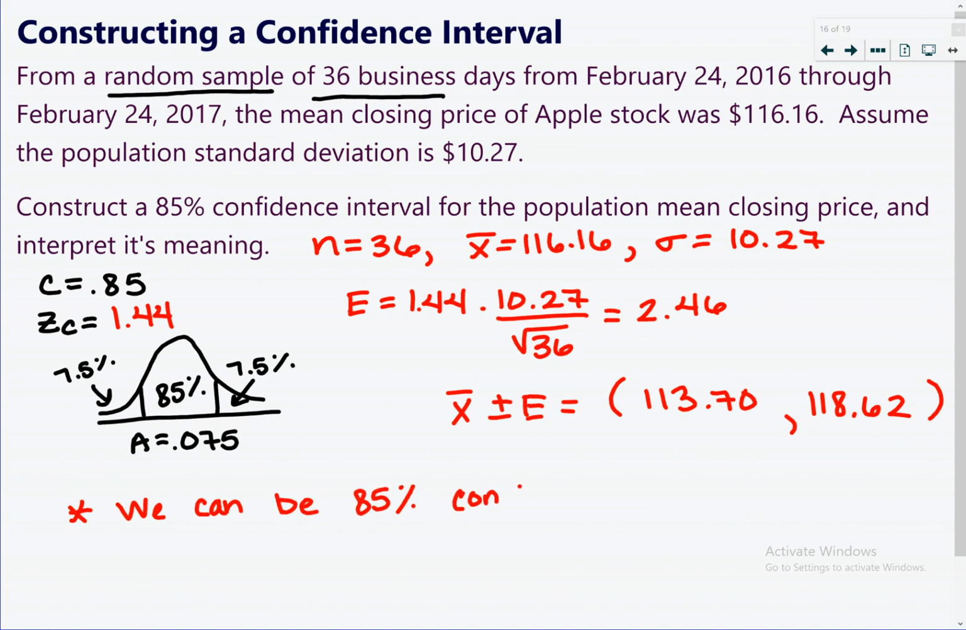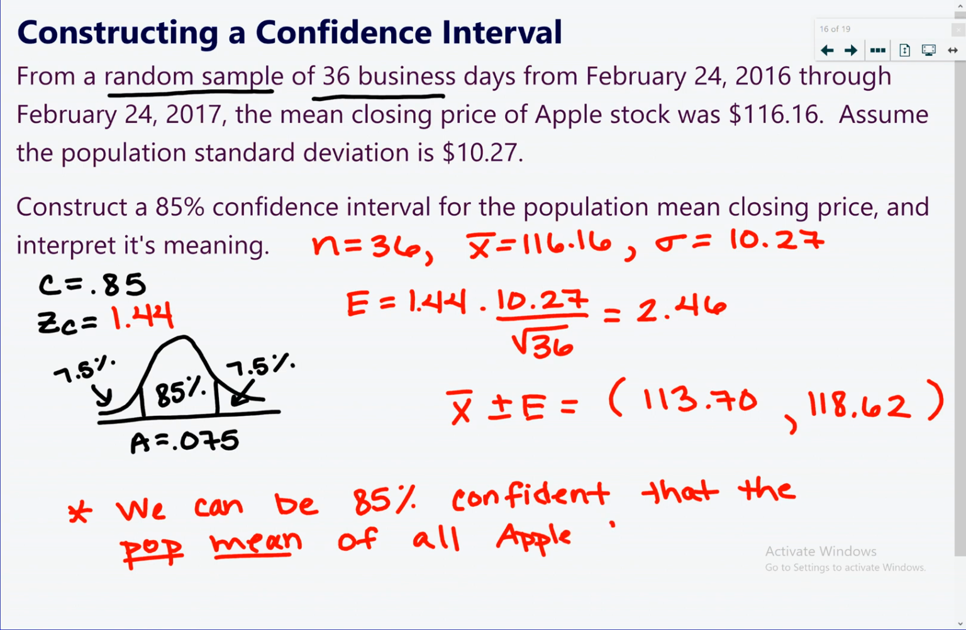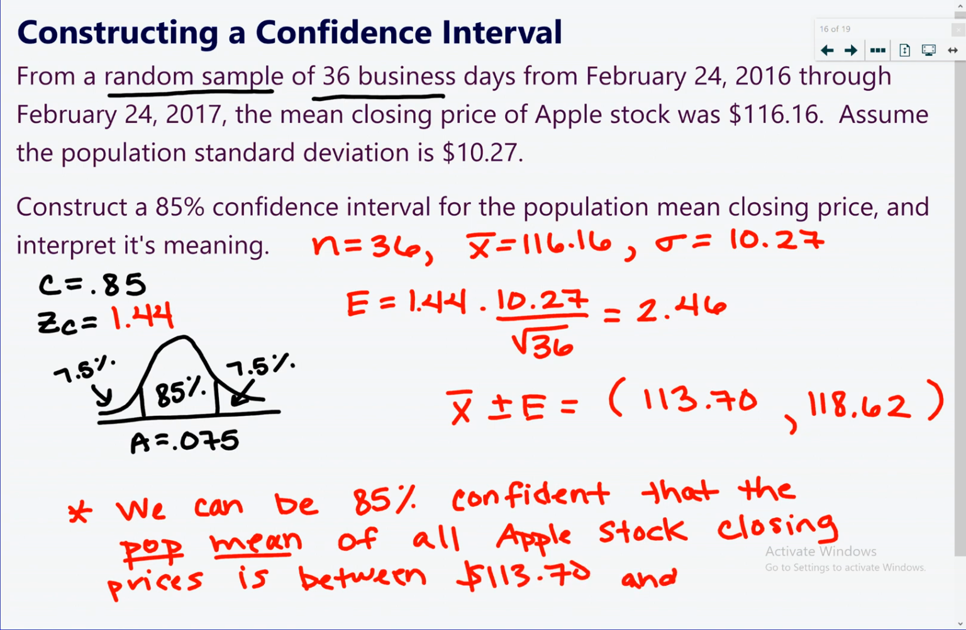85% confident, or again, you could say there is an 85% probability that the population mean of all Apple stock closing prices is between 113.70 and 118.62 is what that interval tells us.